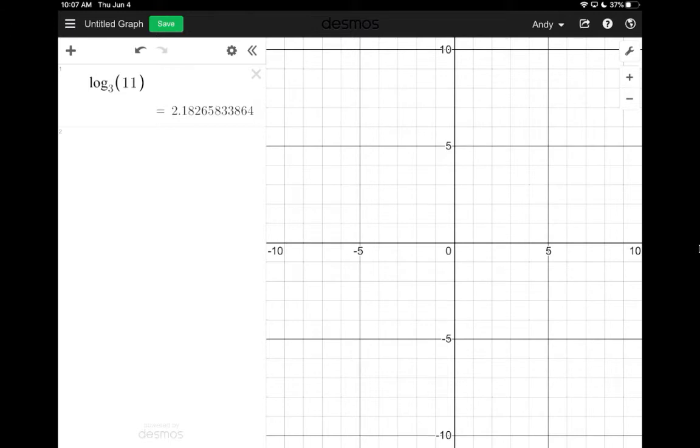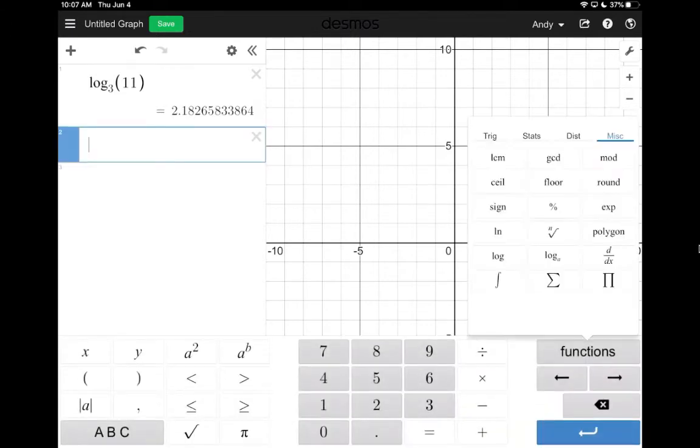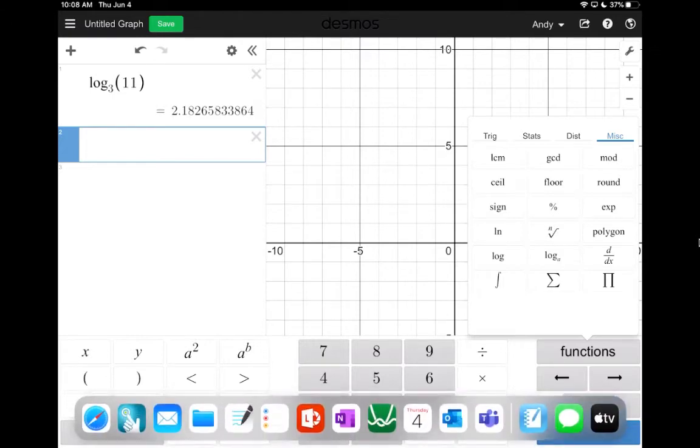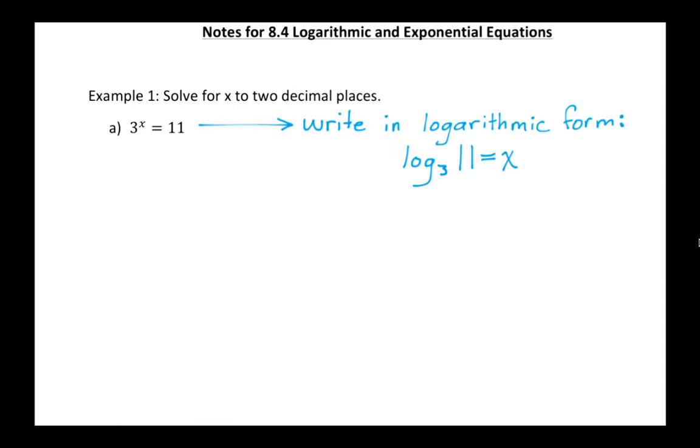Now, if you have a scientific calculator and you don't have something like a log base a, you just have a log and it doesn't indicate a base. What it means is that you're doing log base 10. And of course, that's not the base that we want here. So it's a little bit of a problem. So in that case, we take a different approach.